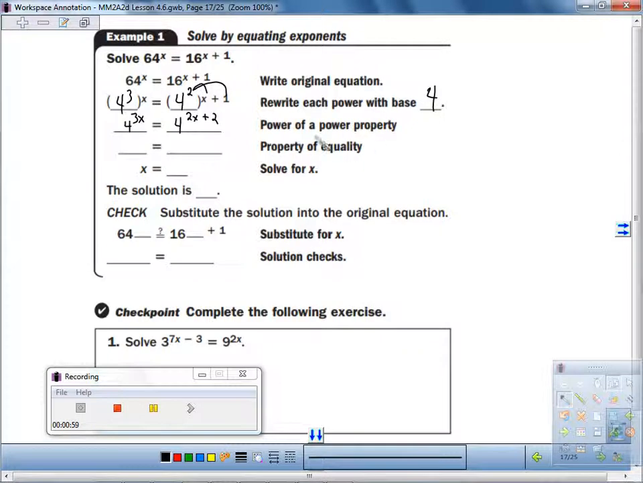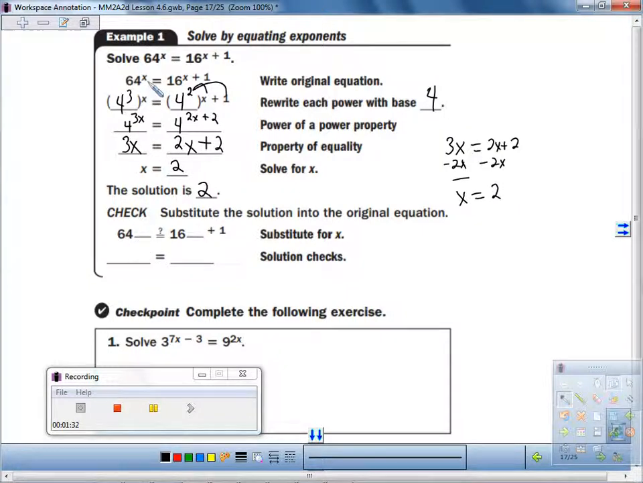Okay, now, power of a power property. So now we're going to write this as 3x is equal to 2x plus 2. Okay, so we'll end up solving this, and I'll just do this over here and then fill it in over there. So 3x is equal to 2x plus 2, subtract 2x, and we end up with x is equal to 2. Okay, so the solution is 2. Now we can check by replacing the 2 back in for the variable.